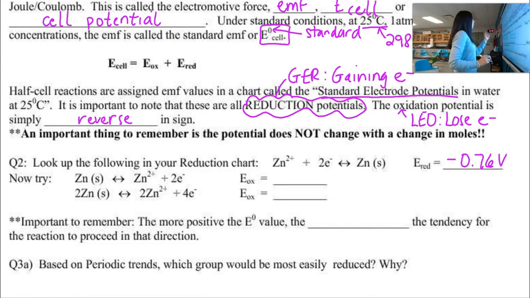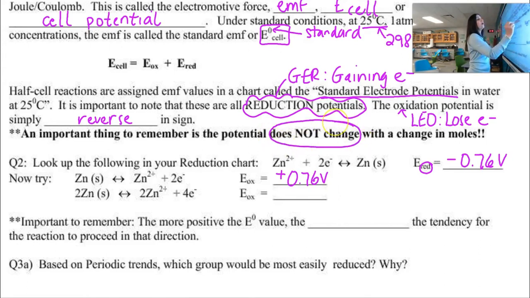Okay, so what is happening here? Well, this is reduction. We know that this is reduction because, as written, it's gaining electrons, GER. So what if we had an oxidation? Well, if we have an oxidation, remember what we said, all you're going to do is simply change the sign. So instead of being negative, it's going to be a positive 0.76 volts. Now, this is important. An important thing to remember is the potential does not change when you change your moles. Change your moles all you want, it doesn't change it.